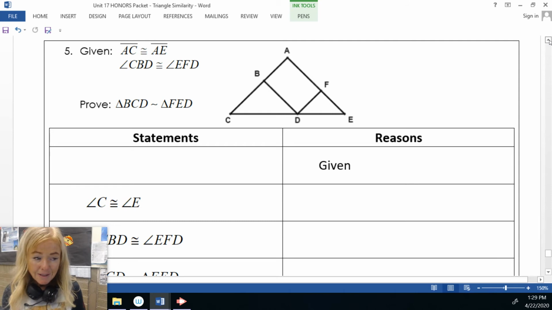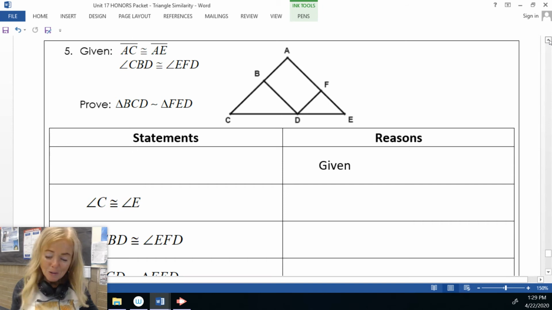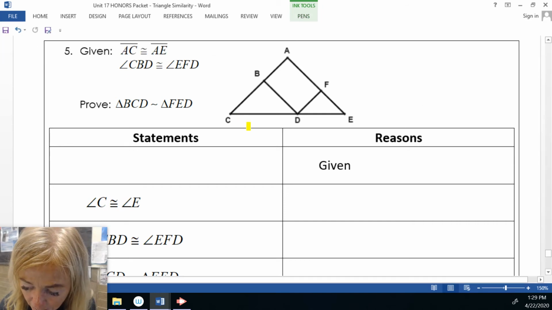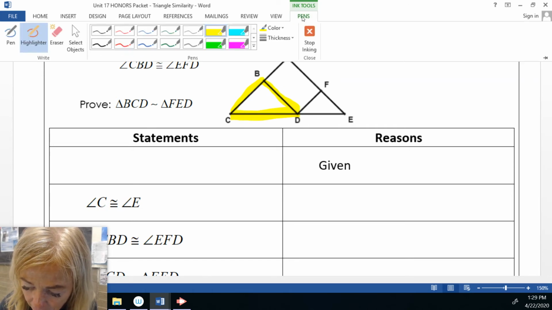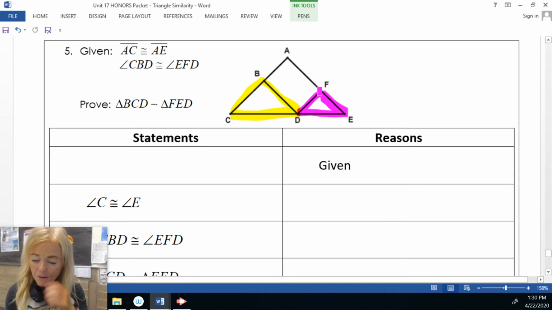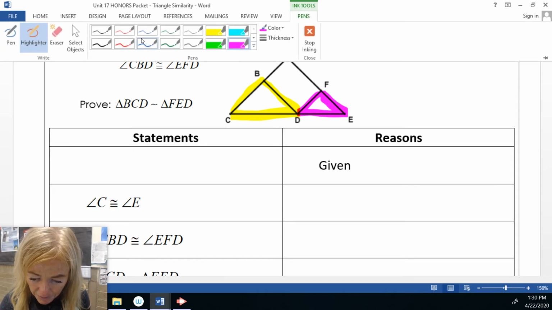Now, there are a lot of triangles going on here. We have some auxiliary lines that are creating a few triangles that are a little bit difficult to spot or determine which triangles we're talking about, because there are so many. So let's just quickly mark which two triangles we're trying to prove are similar. BCD is this triangle, and FED is this triangle. Those are the two triangles we're actually trying to prove similar.